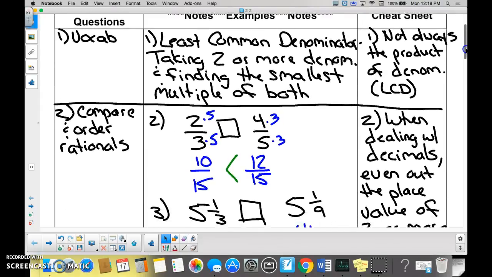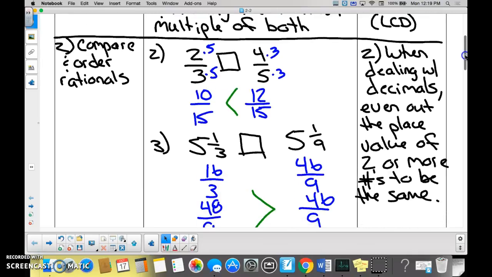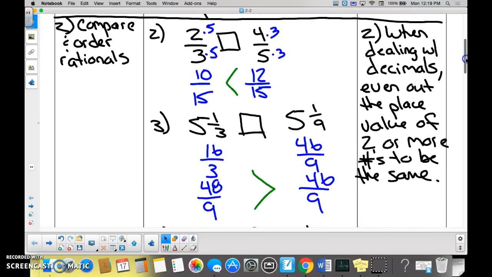Good. Least common denominator, think least common multiple, the smallest multiple that two or more numbers go into when dealing with fractions. And then really, this is going to be a quick video, I think. Comparing and ordering rationals down here below.